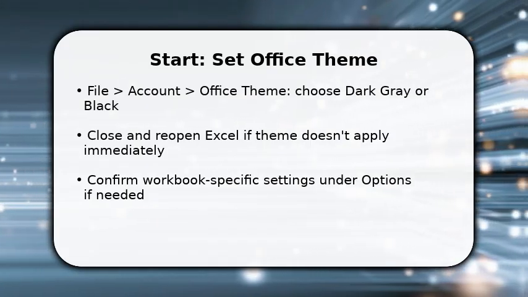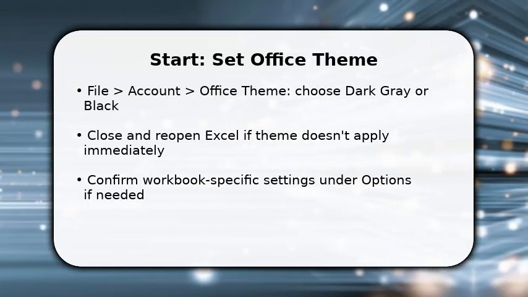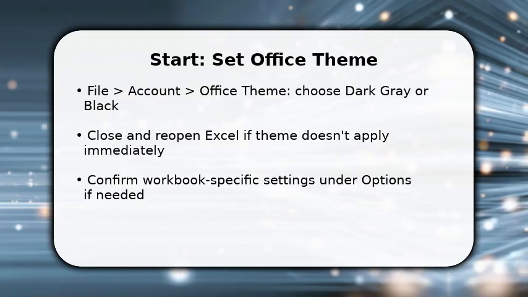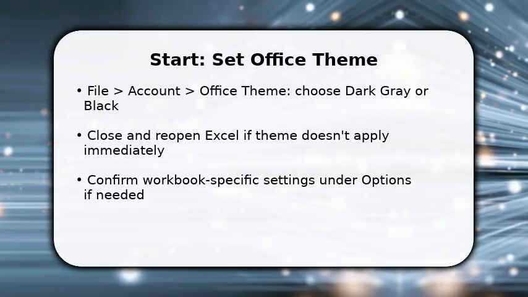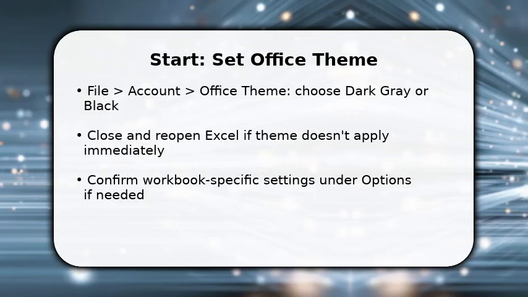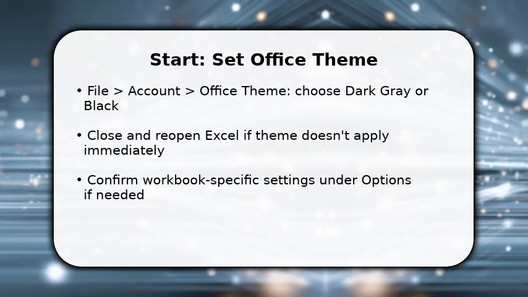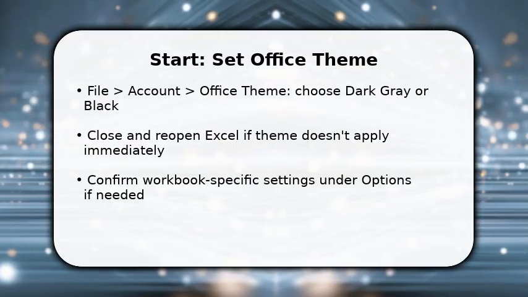You begin by changing Excel's interface to a dark theme so the whole app reads as black. Go to File, Account, and pick dark gray or black under Office Theme. Once done, make sure to close and reopen Excel if the ribbon or backstage view still shows light colors. This forces the theme to refresh. You do this because theme changes affect menus and panes, providing a consistent dark environment before you alter sheet-specific visuals.